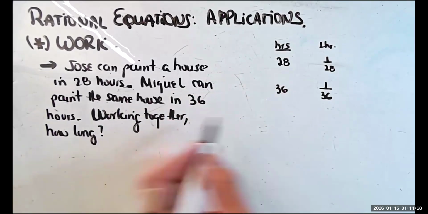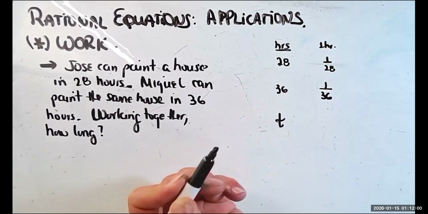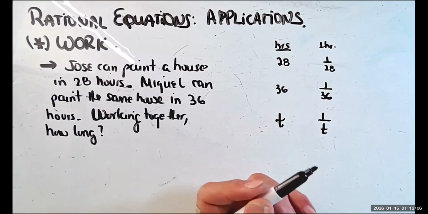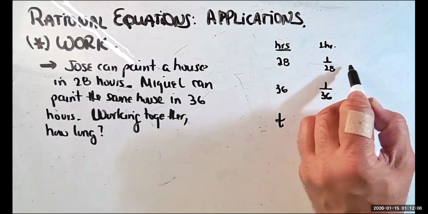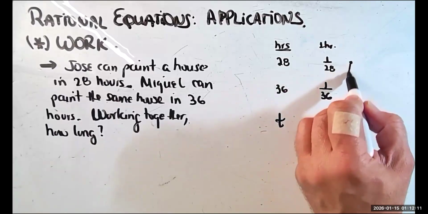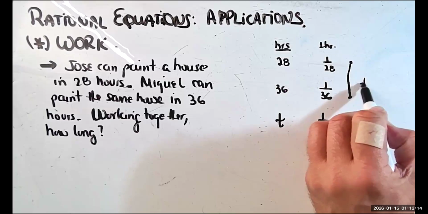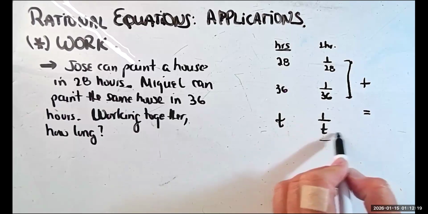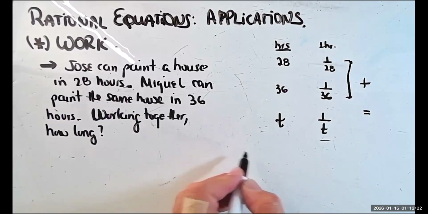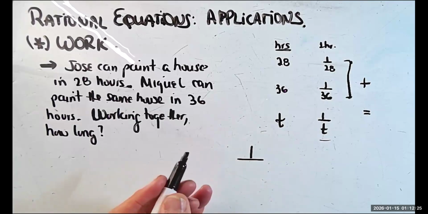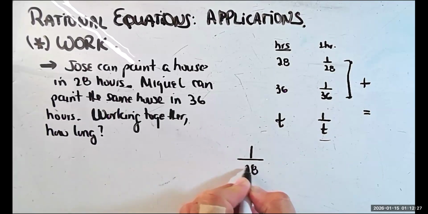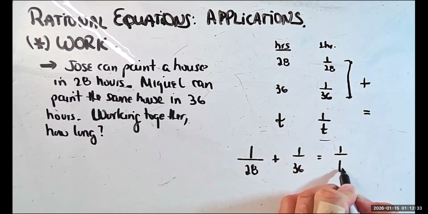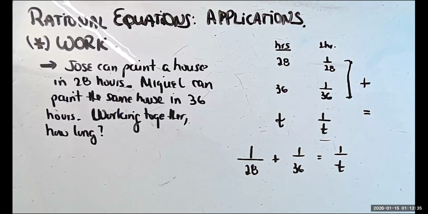If they decide to work together, let's say that it takes them t hours. Of course, in 1 hour would be 1/t. So what do we know? Jose's contribution plus Miguel's contribution has to equal working together. In other words, everything boils down to solving the following equation: 1/28 plus 1/36 equals 1/t, and we solve for t.